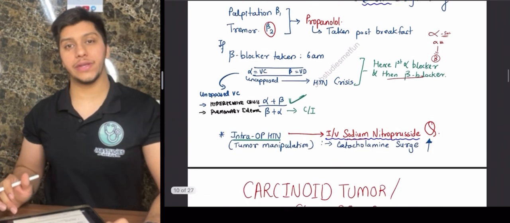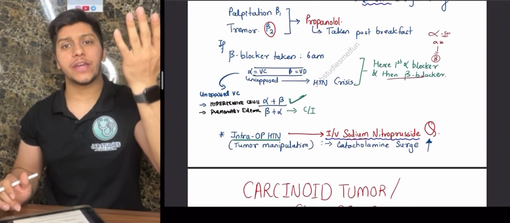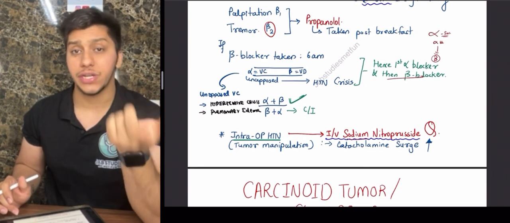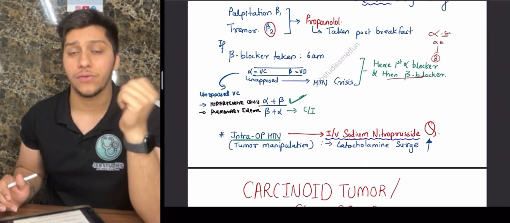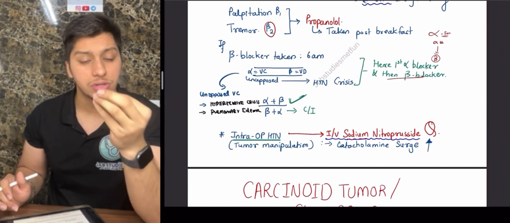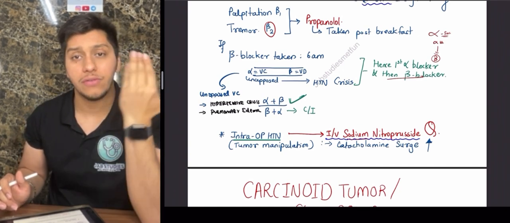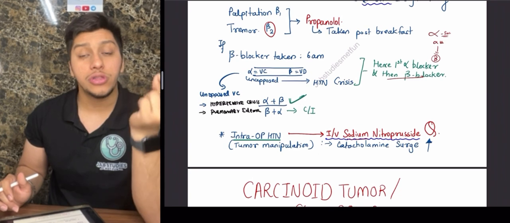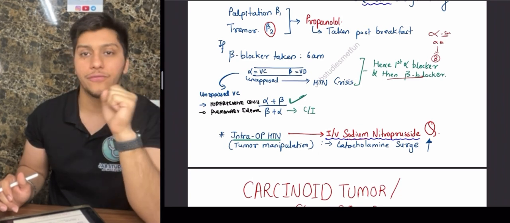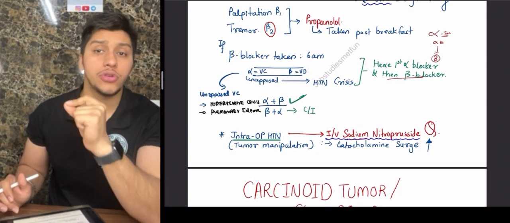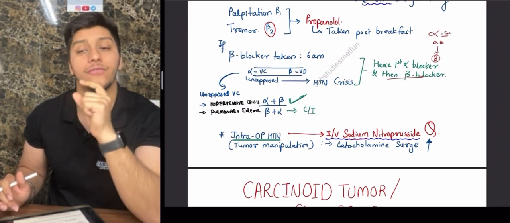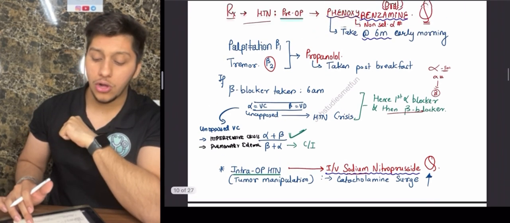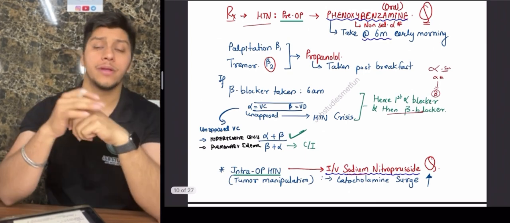If during the operation you have a sudden spike of hypertension, an increase in blood pressure, why? Because obviously you are handling the adrenal gland. It is a very sensitive organ, and there might be secretion of norepinephrine or epinephrine that will cause a spike of blood pressure. In those conditions, now you will not use phenoxybenzamine. Over here you are going to use intravenous sodium nitroprusside. Okay, sodium nitroprusside. This is all what you need to know about pheochromocytoma.